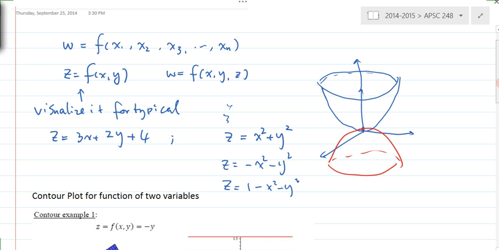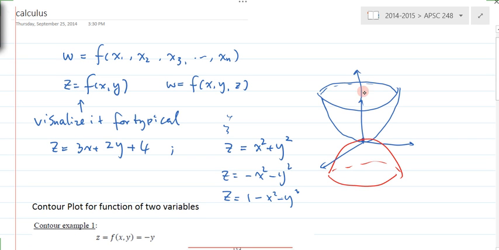All right. So besides drawing it out, visualize it. This one you can visualize because this is a function of two variables, so you can visualize it in 3D space, but this one you couldn't. Besides the drawing, this is what we call a surface. This is called a surface.